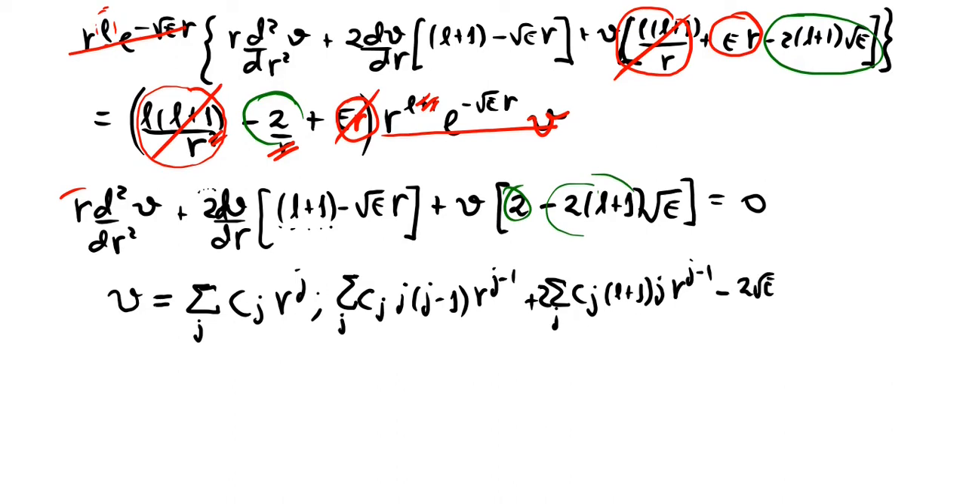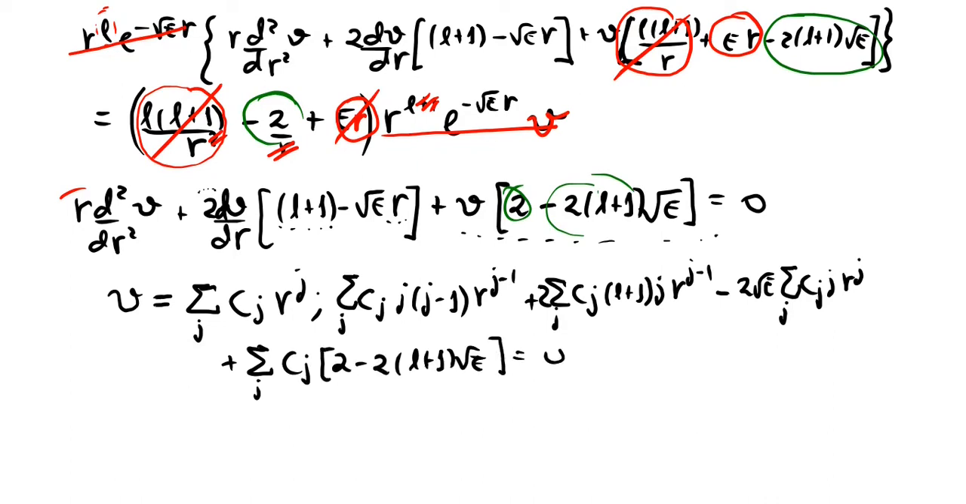For the second term, I have minus 2 square root of e. Then I have the derivative, so there will also be a sum in j, cj. I derive it, there will be a j here, and r. There should be j minus 1, but there is an r here, so this is just j. And then finally, this last term here, which is simply plus sum in j of cj, and this has to be equal to 0.